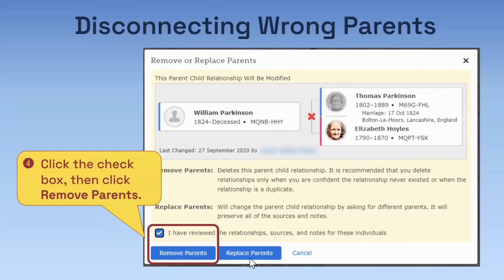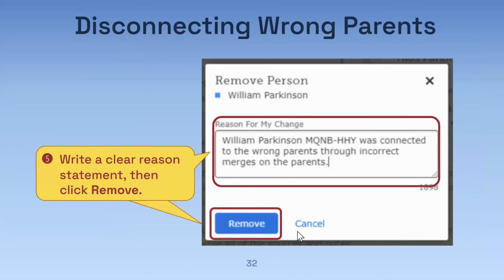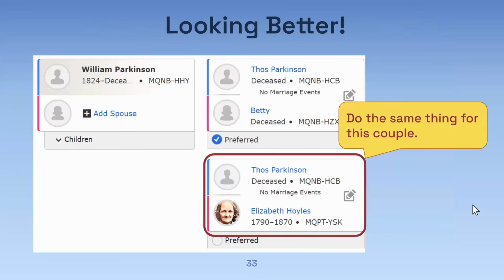Well, since our guy already has the right parents, we don't need to replace them. We just need to disconnect the wrong ones. So we're going to click remove parents. And once again, they're going to want a reason. And we say, well, the reason is that these wrong parents were connected through incorrect merges. So that's why we've got to remove them. Then we click remove. And it's looking better.